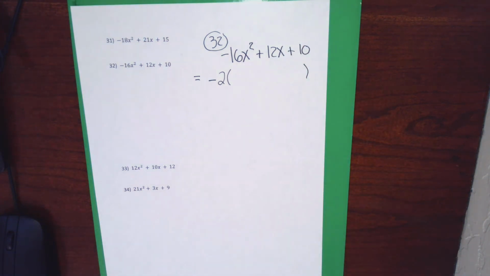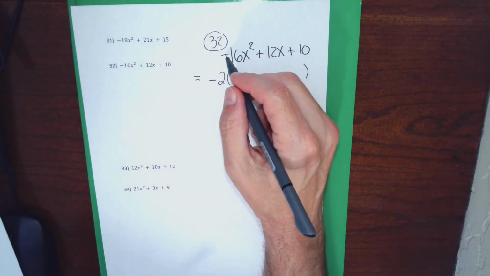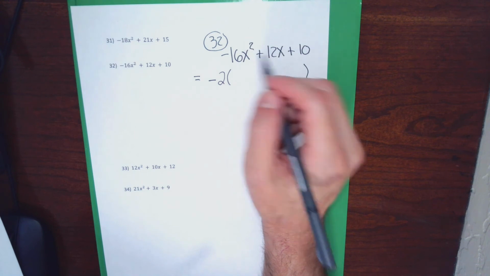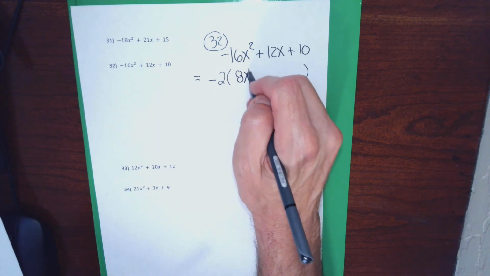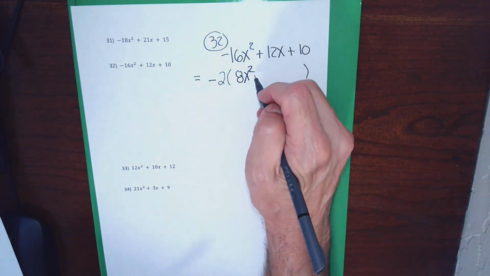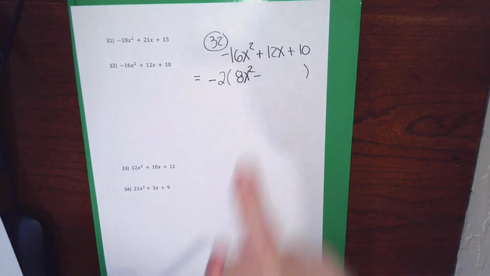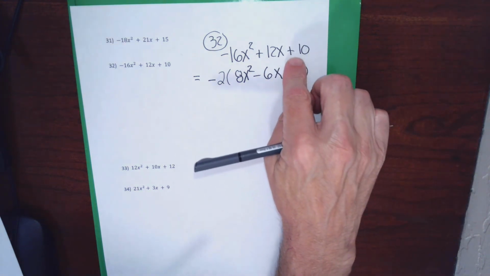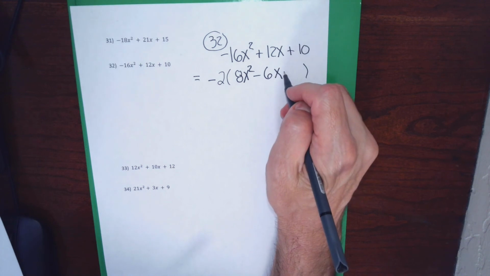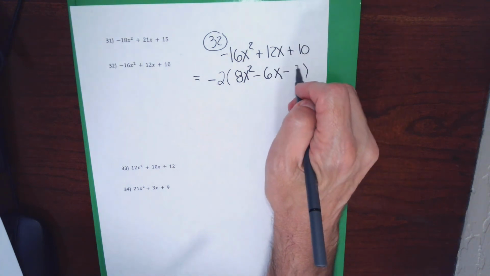And now I'm going to finish up the factoring. I'm going to switch the sign here. So this negative sign is going to switch to positive, and I'm going to divide by 2. 16 divided by 2 is 8. I keep the x squared. This 12, I'm going to flip the sign and make it negative. I'm going to divide that 12 by 2 and get a 6. I'm going to leave the x. And then the 10, I'm going to flip the sign because I factored out a negative. I'm going to divide by 2 and get a 5.